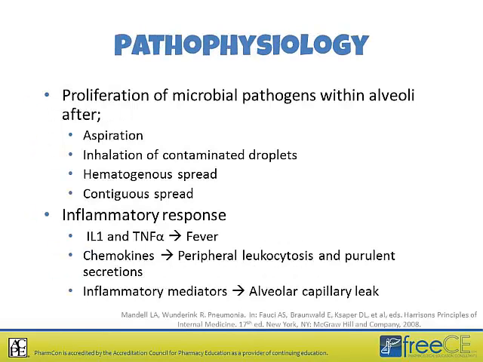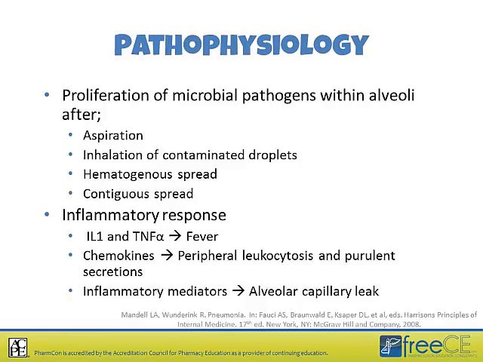We'll talk just very briefly about the pathophysiology. Really, it's the proliferation of microbial pathogens within the alveoli of the lung after you have an event occur. So aspiration is notorious for leading to pneumonia, inhalation of contaminated droplets, and certainly important sources are healthcare devices or the environment. You can have a hematogenous spread, which is the infection originates elsewhere in the body and then is spread to the lungs via the blood. You can have contiguous spreading. Contiguous spread is essentially spread from an adjacent organ or infected area in the body.